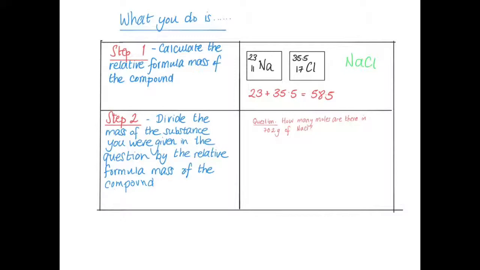So to work out how many moles of sodium chloride there are in 70.2 grams, we do 70.2 divided by 58.5, and the answer is 1.2, which means that there are 1.2 moles of sodium chloride in 70.2 grams of sodium chloride.